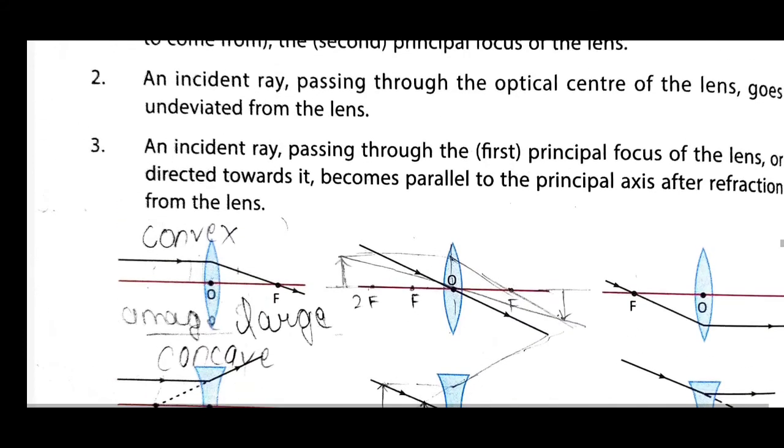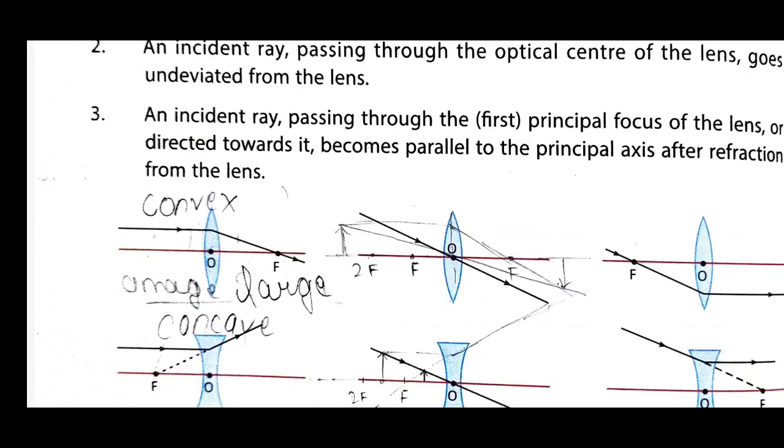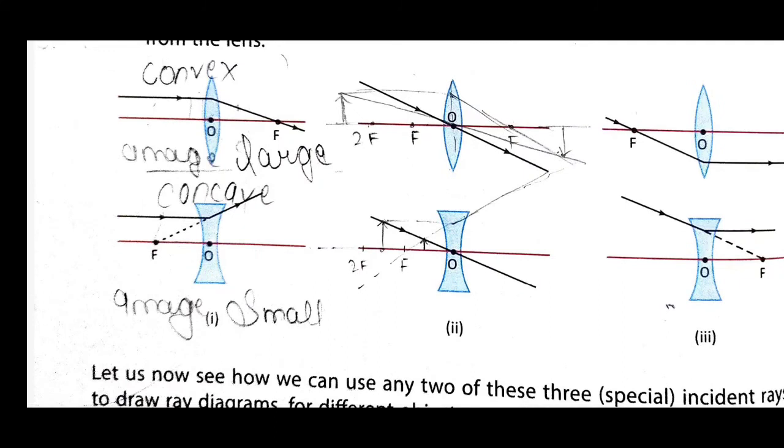Now the third one is the incident ray passing through the principal focus. It must be directed in such a way that a ray incident through the principal focus or directed towards the focus must be parallel after refraction through the lens.